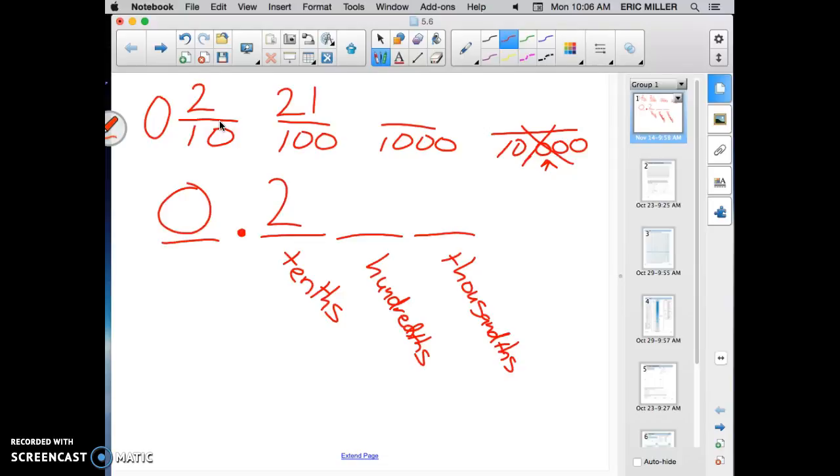All right, so here we are. 21 hundredths is what you read to me for the fraction. So then it's very simple. At no point in time should your denominator ever become part of your number.